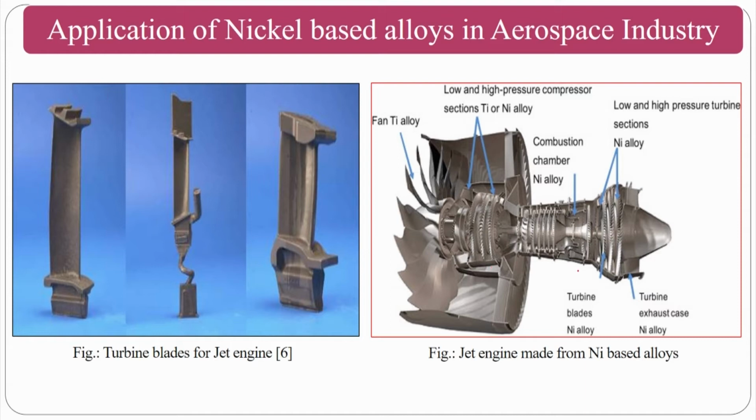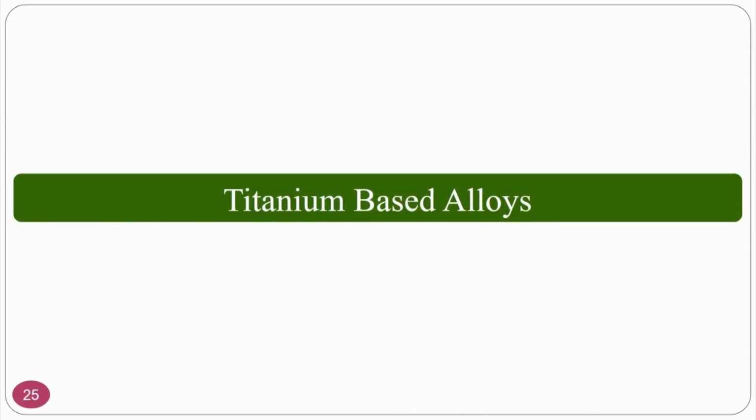Applications, I said that this is the most important material for the aerospace engine. This is the engine and these are the turbine blades that are made, and this is the engine. You can see 50% from the literature. It is evident that approximately 50% or more will be used in the aerospace engines.